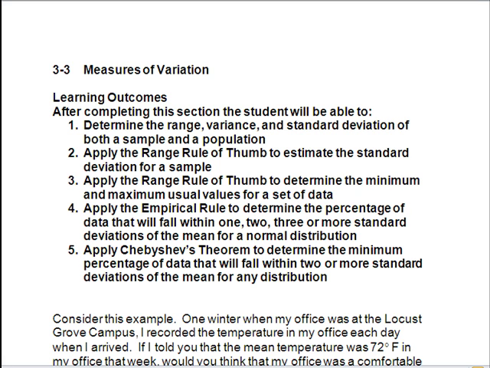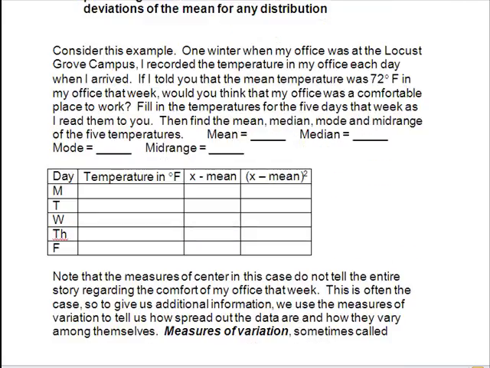Number 3, apply the range rule of thumb to determine the minimum and maximum usual values for a set of data. Number 4, apply the empirical rule to determine the percentage of data that will fall within 1, 2, or 3 or more standard deviations of the mean for a normal distribution. Number 5, apply Chebyshev's theorem to determine the minimum percentage of data that fall within 2 or more standard deviations of the mean for any distribution. So as you can see, we have a lot to cover.